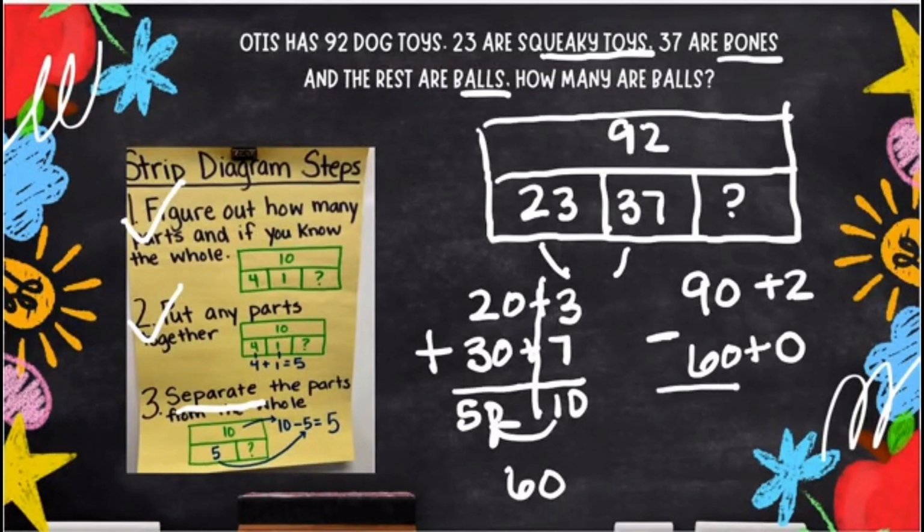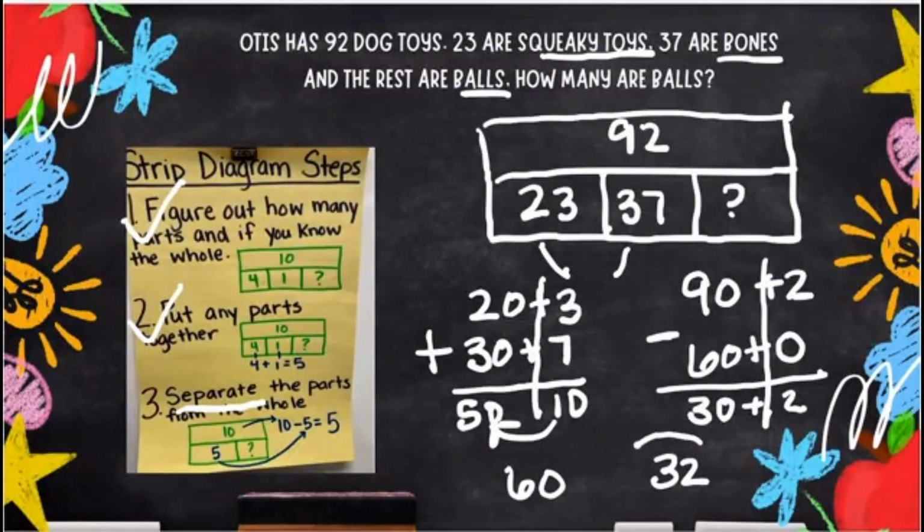And we're always going to start in the ones place. 2 minus 0 is 2. 90 minus 60 is 30. 30 plus 2 is 32. So Otis has 32 balls.